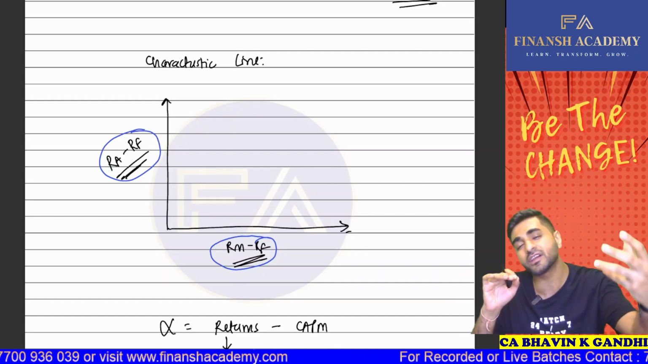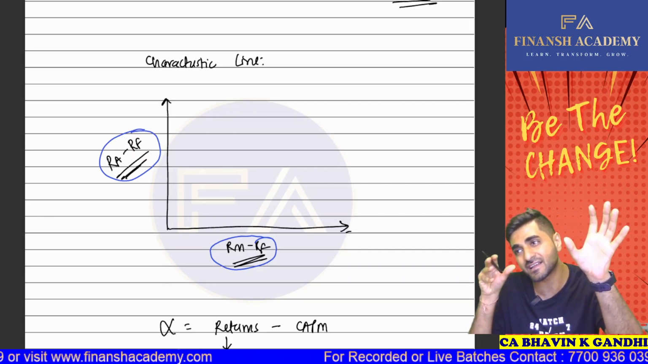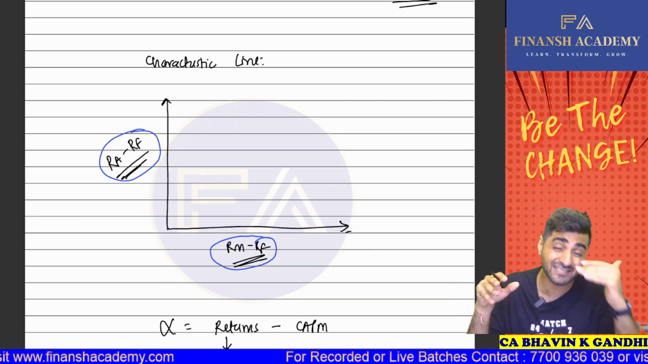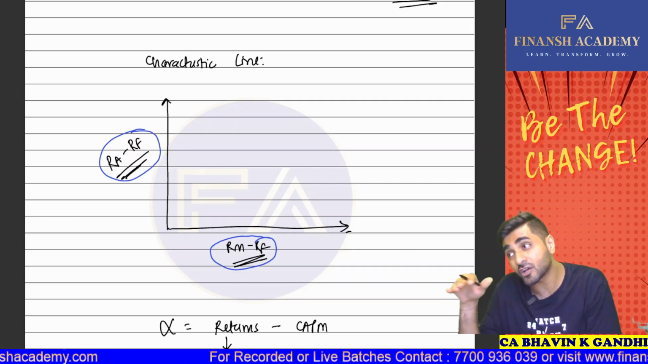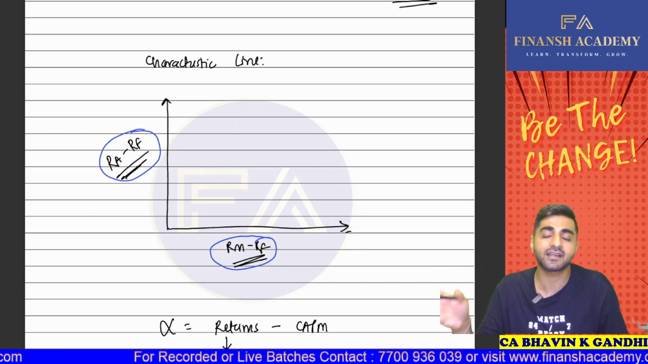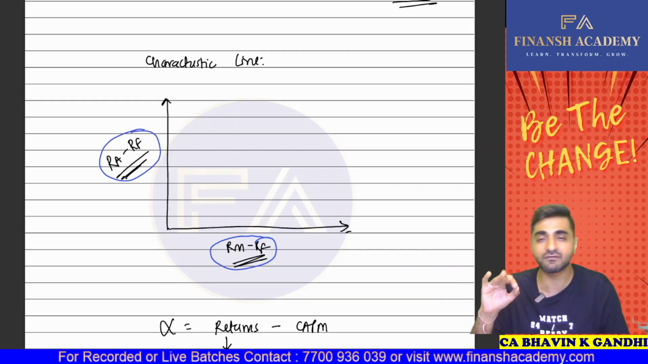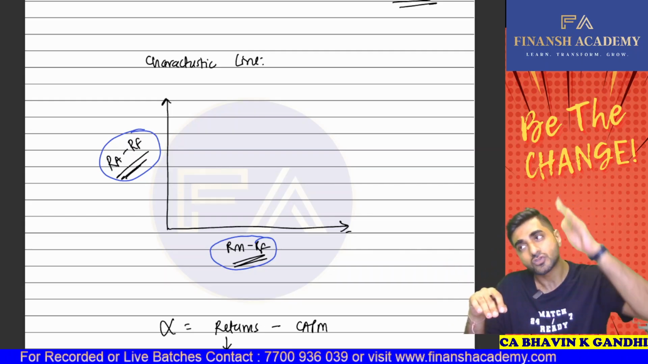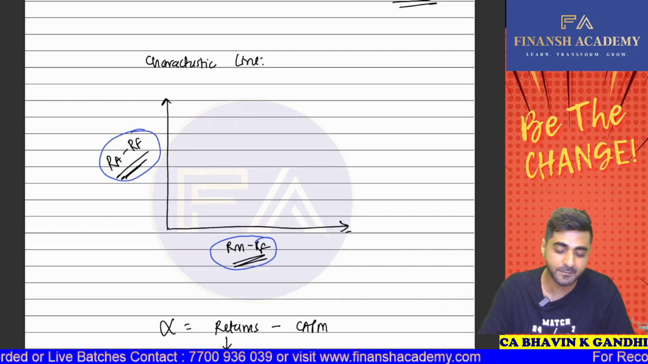Suppose the return provided by a portfolio or a security is 15% and your RF is 7%. So 8% is the excess return. We plot that on the y-axis, and whatever is the excess return of the market over the risk-free rate. Suppose the market has provided a return of 10%, and if your RF is 7%, so 3% is the excess return, which will come on the x-axis. So basically, we plot this in a graph and we derive the characteristic line.